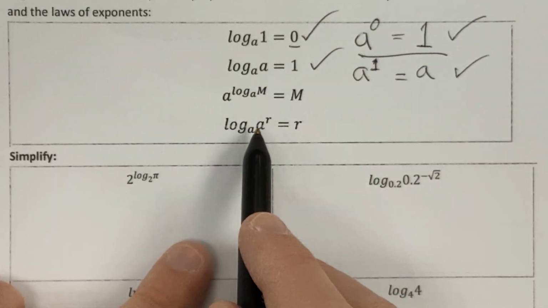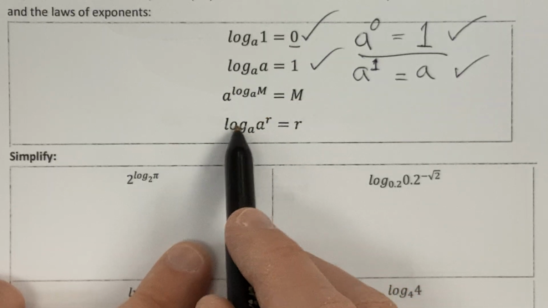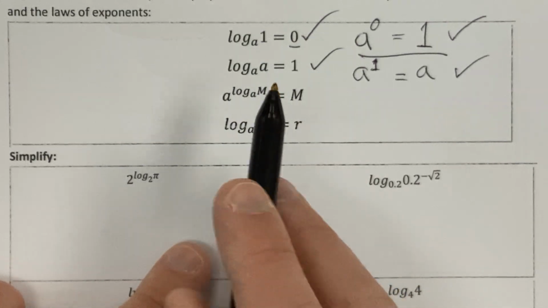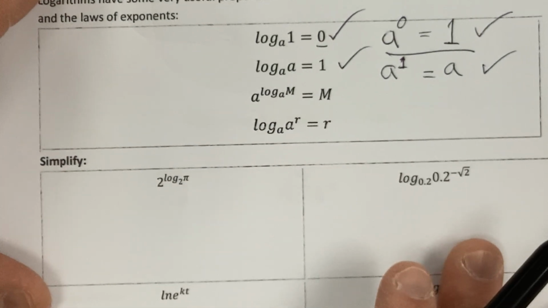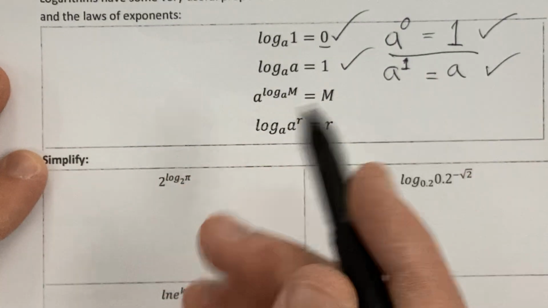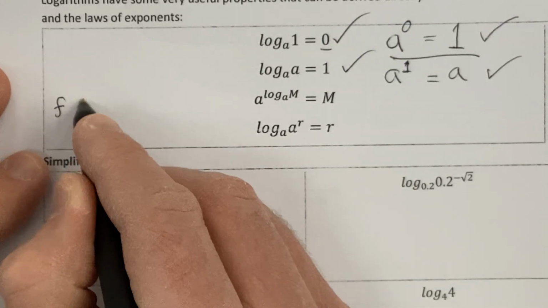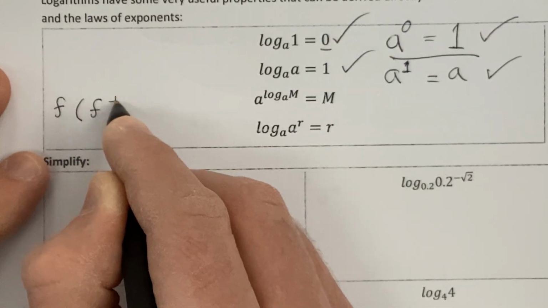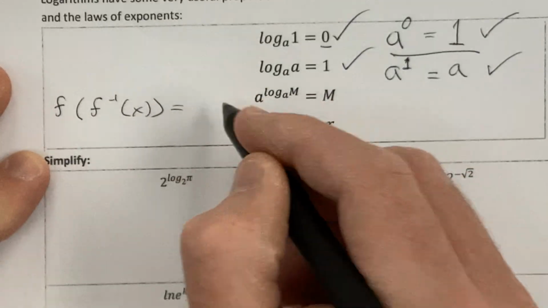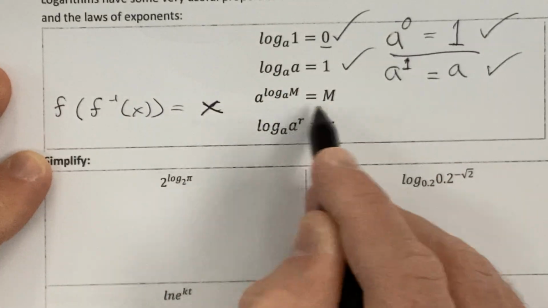Now these look a little spookier. What's going on here? a to the log base a of m equals m. Log to the base a of a to the r equals r. Ugh, what is this? Well, if you remember your function inverses or inverse functions from the end of the last semester, one of the defining characteristics of a function and its inverse is a function composed with its inverse just cancels out and just gives you the input x.